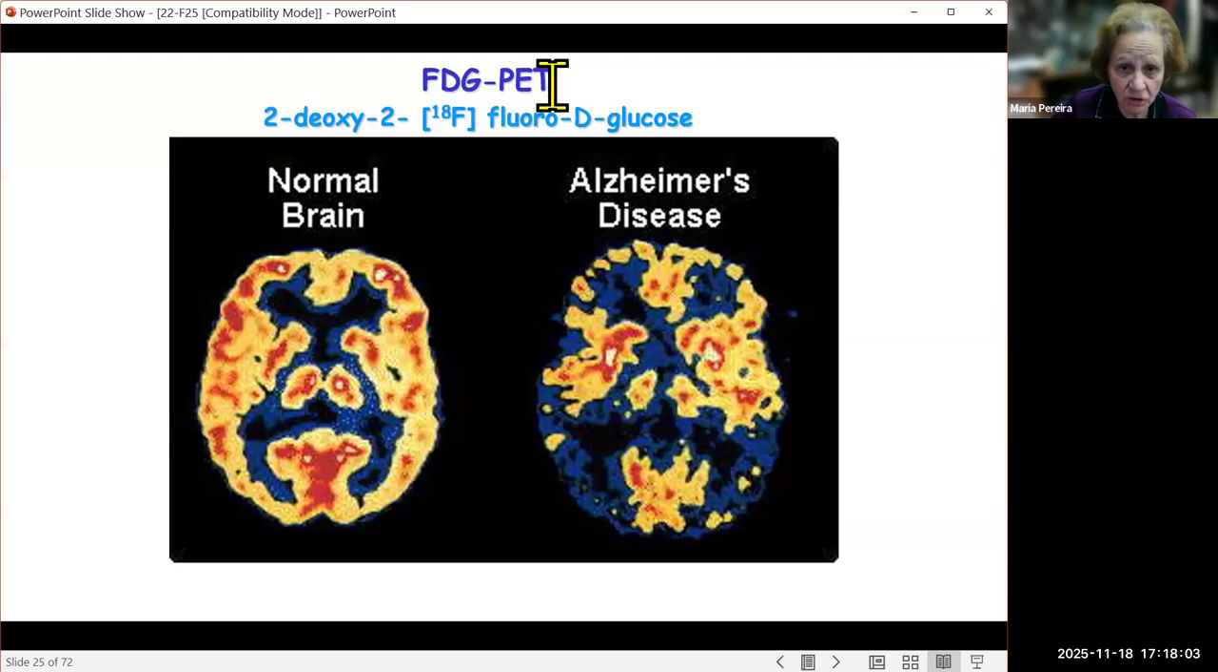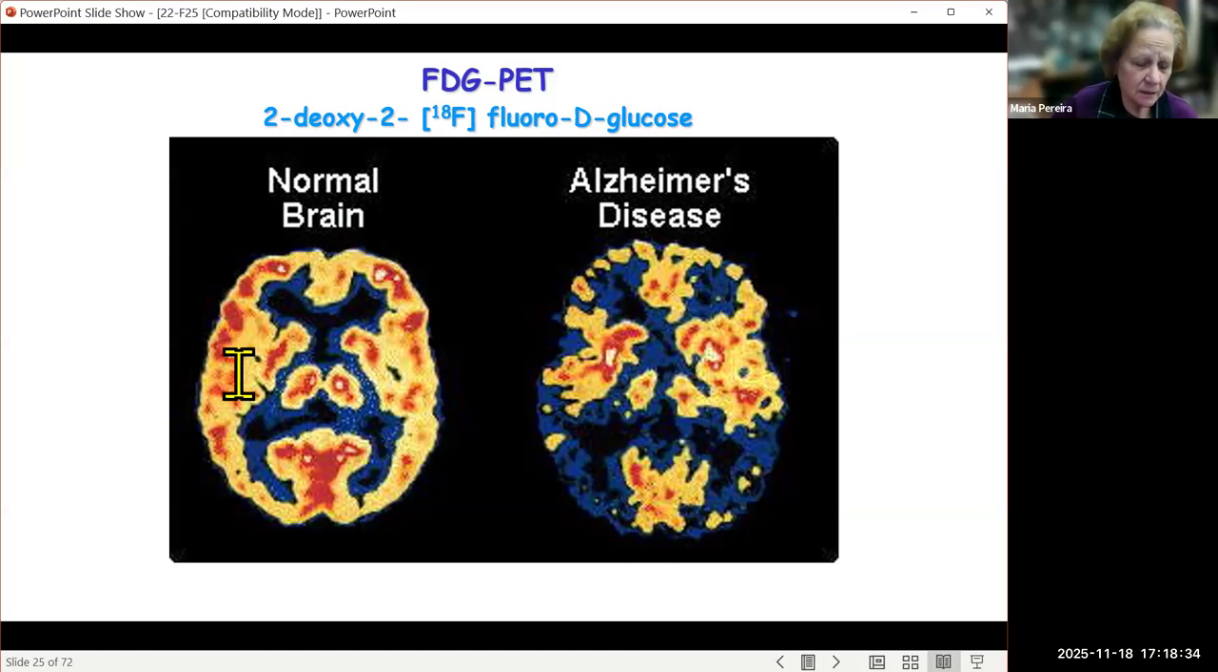Remember positron emission tomography, where you inject a patient with a radioactive form of glucose. And because the brain is so active, the cells will take up this radioactive glucose. If they are more active, you have a greater signal that is represented by the red color. If the brain is not so active, if the neurons are not so active, they will not take so much glucose. So this is a normal brain.